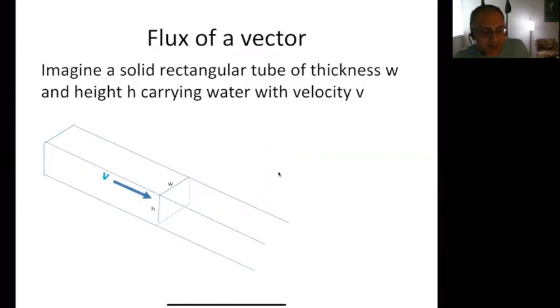Okay. Now we are going to do a calculation which has nothing to do with electricity and magnetism, but you will see later on why this calculation is relevant. Suppose you have a solid rectangular pipe which has a thickness W and a height H as shown over here. The pipe is carrying water with velocity v. The water is moving with a uniform velocity v everywhere in the pipe, right? I've indicated the direction of the velocity of the water here.